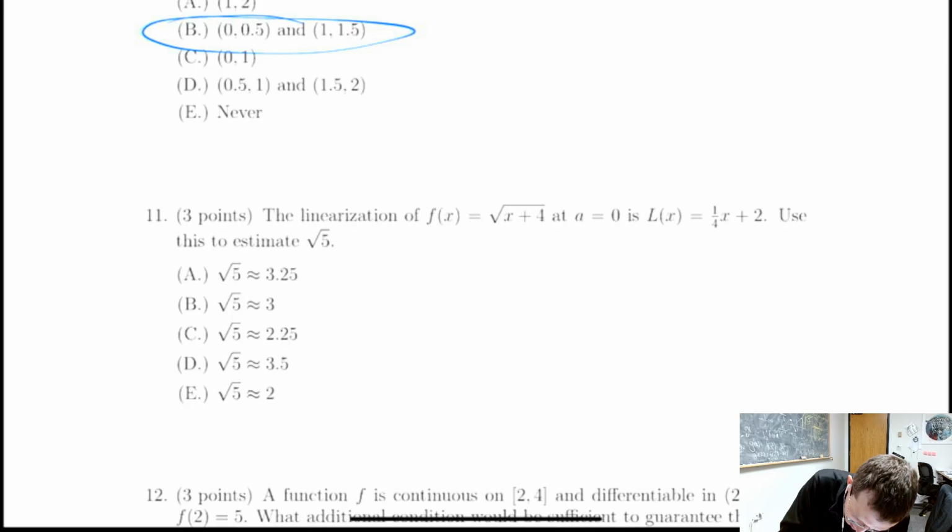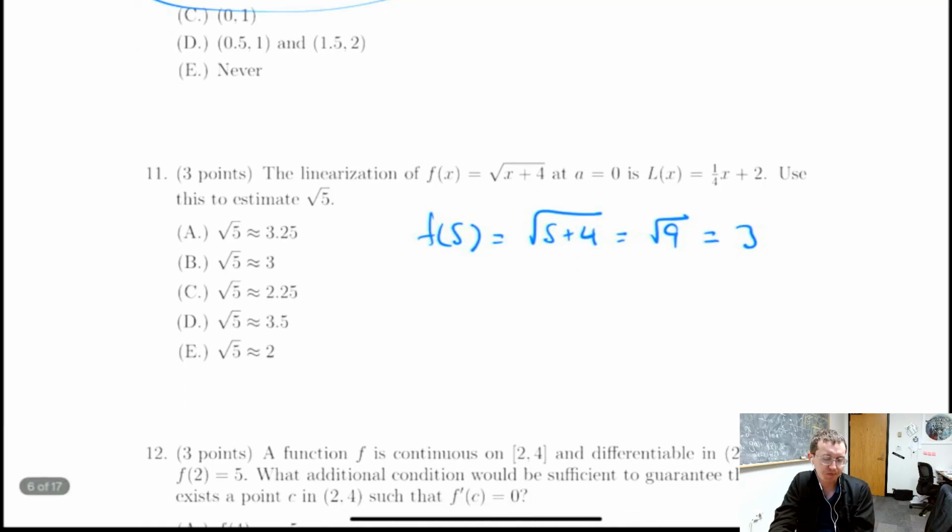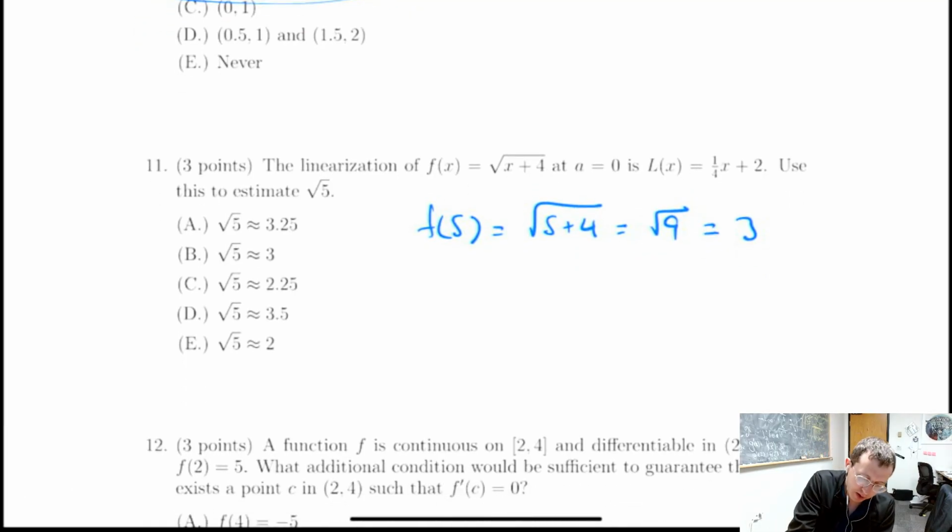A common wrong answer here would be plugging 5 into the linearization. But let's look at what happens when you plug in 5 to the function. You get the square root of 5 plus 4, which is the square root of 9, which is 3. That tells you about the square root of 9. We wanted to know about the square root of 5.